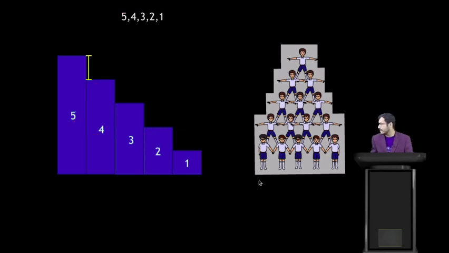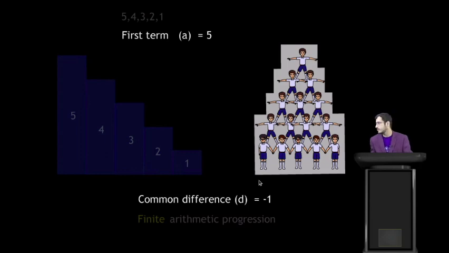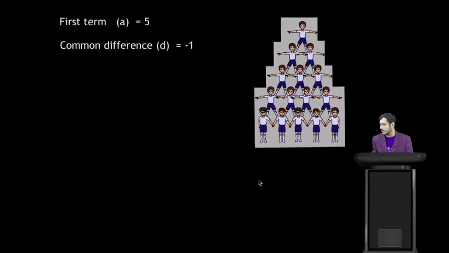Now here the first term is 5 and the common difference is minus 1. This is a finite arithmetic progression. So first term A is 5, and common difference D is minus 1.